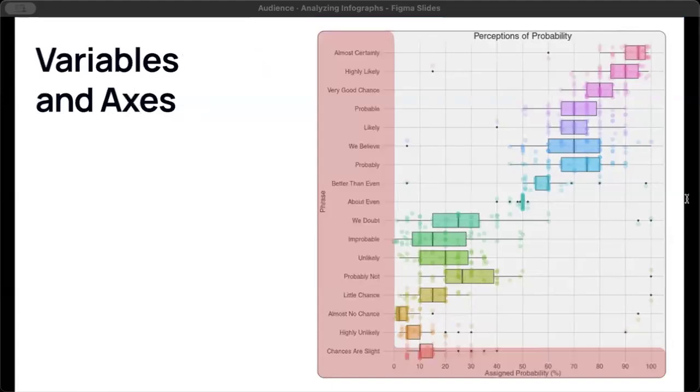In terms of variables, we have phrase, which is nominal, on the y-axis, and assigned probability, which is continuous, on the x-axis. Each phrase represents a subjective way of expressing probability, and the x-axis shows the range of numerical values that people associate with each phrase.